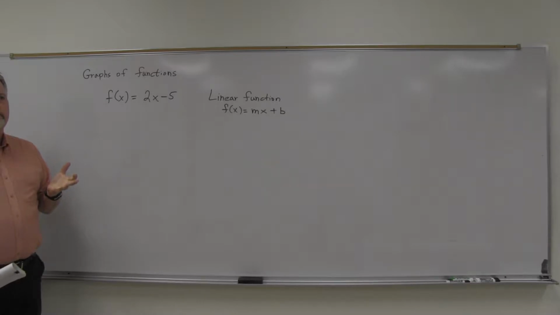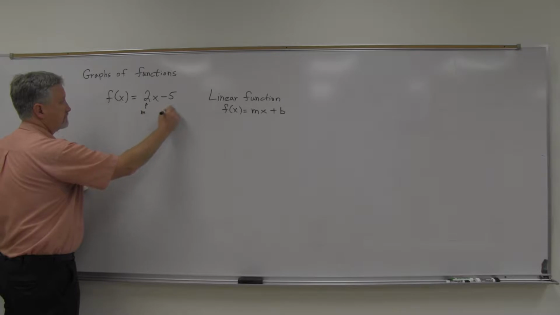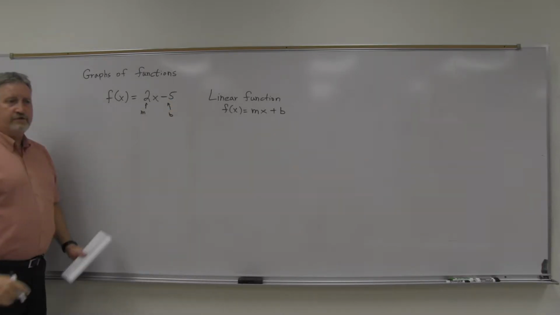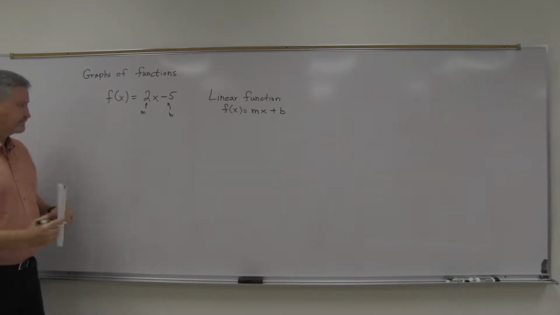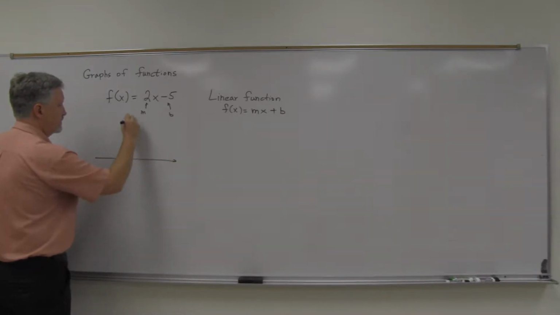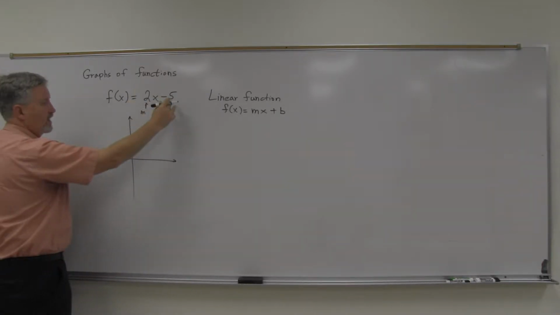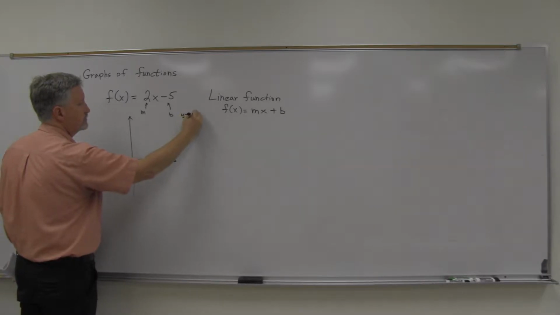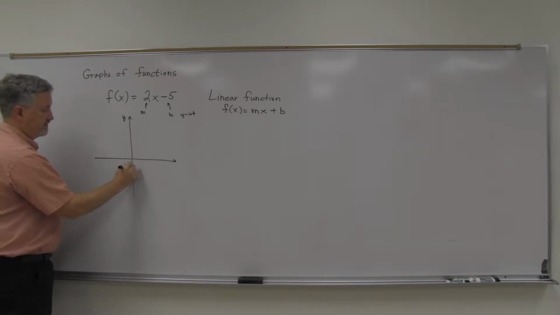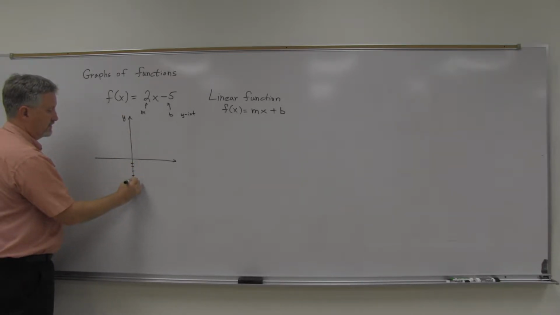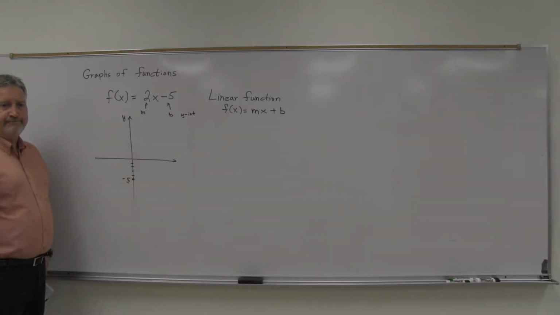Same deal. The m here is 2 and the b is -5, and that basically tells me what my line graph is going to look like. If I graph this, the b is the y-intercept, so it's going to cross the y-axis at -5. 1, 2, 3, 4, 5, so -5. We've got ourselves a little y-intercept there.